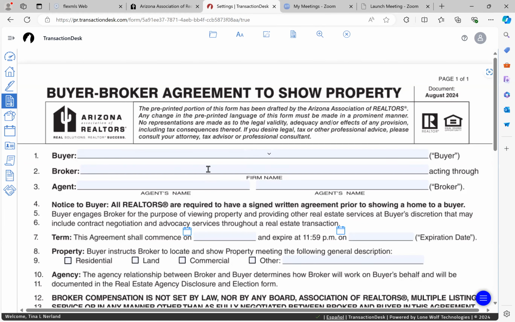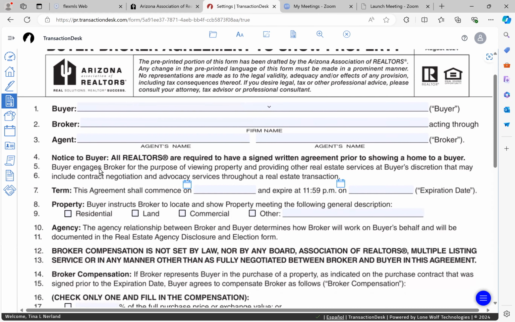So buyer name, broker's name, agent's name, team name, if you have a team lead. Notice that all realtors are required to have a signed written agreement prior to showing a home to a buyer. Buyer engages broker for the purpose of viewing property and providing other real estate services at broker's discretion. That may include contract negotiation and advocacy services throughout a real estate transaction. This has a begin and an end date. So like all contracts, there's a clear beginning and a clear ending date.